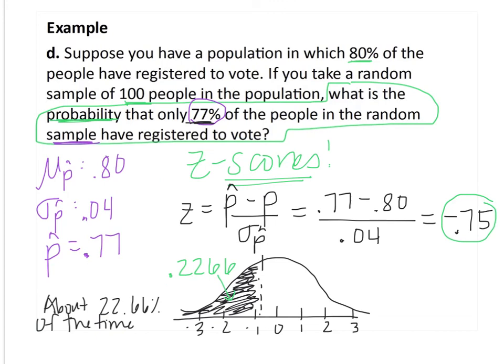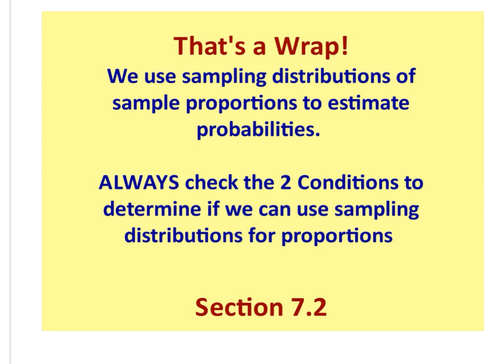So why we find the mean, the normal curve criteria, and the standard deviation is so I can find a z-score to find a probability or percent. So that's a wrap. We use sampling distributions of sample proportions to estimate probabilities. We always check the two conditions, the normal condition and the 10% condition, to determine if we can use sampling distributions for proportions. So that's a wrap, and I'll see you next time.